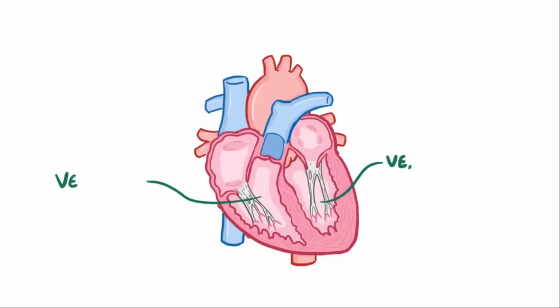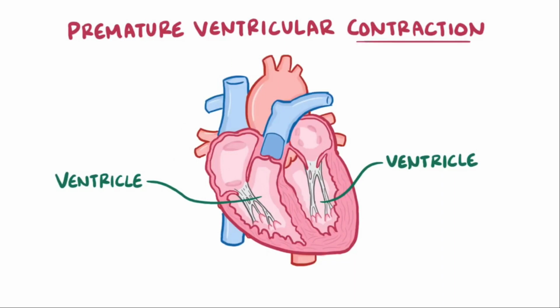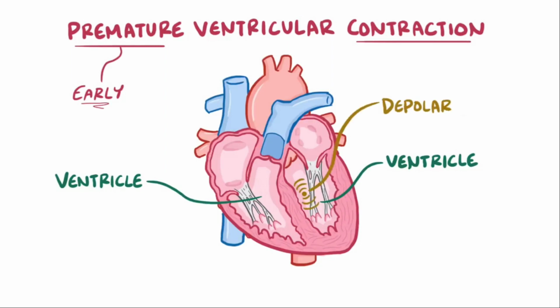lower chambers, called the ventricles. So a premature ventricular contraction is when the ventricles contract earlier than normal in the cardiac cycle. This happens because an abnormal contraction signal, called a depolarization, originates from somewhere in the ventricles, rather than coming from the pacemaker cells.